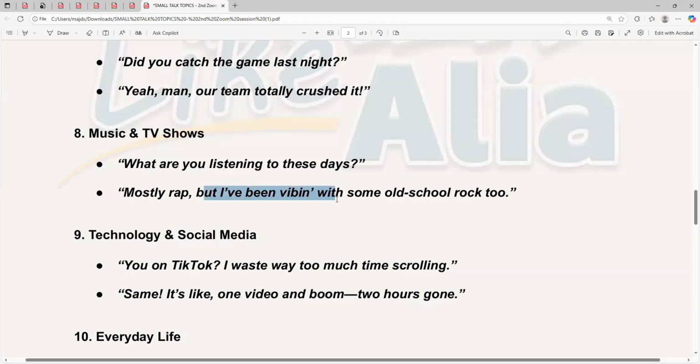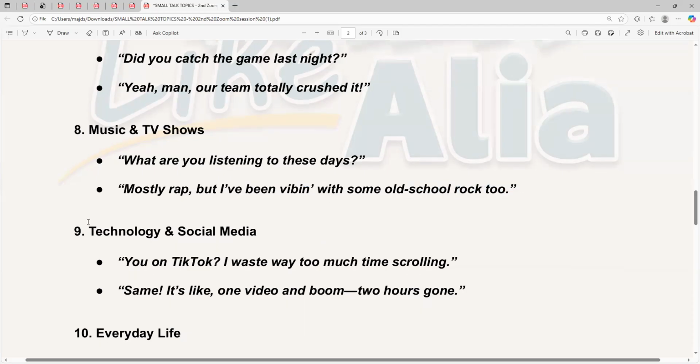Mostly rap, but I've been vibing. Vibing here, instead of saying the full "-ing" sound, we say drinking, eating, playing, watching, sleeping, without the hard G sound at the end. So the sound of "-ing" becomes "-in." You can just say vibin' with some old school rock too, okay?